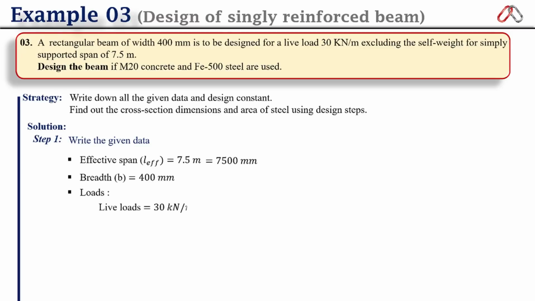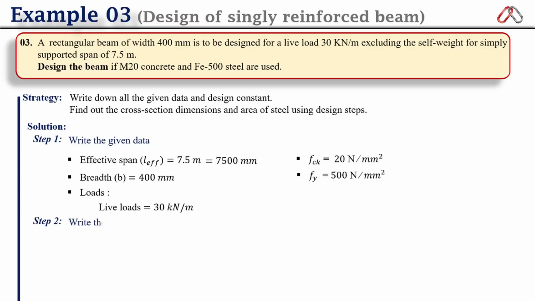Applied live load is 30 kN per meter. The grade of concrete is M20, hence the characteristic strength fck will be 20 Newton per mm square, and the yield strength of steel is fy 500 Newton per mm square.